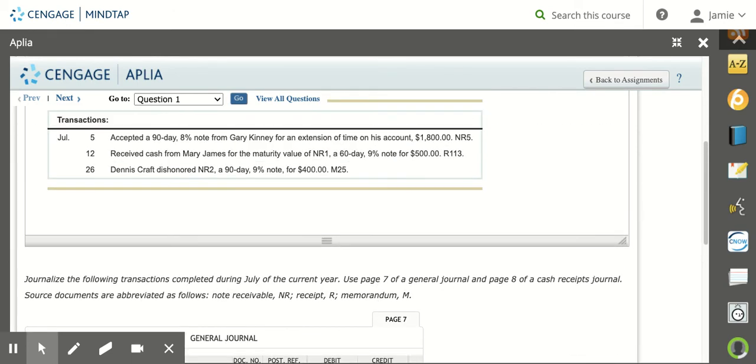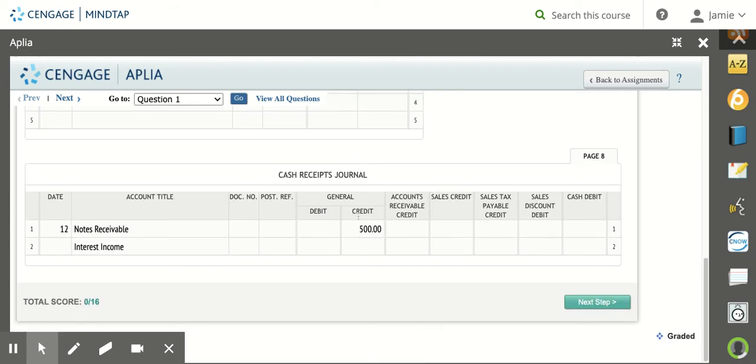So we would take $500 times 9% interest times 60 divided by 360 to give us $7.50. So in total, she's going to give us $507.50.